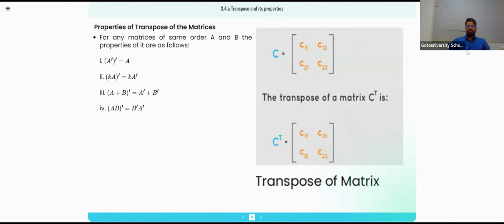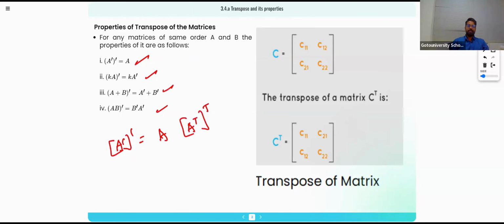Properties of the transpose of a matrix. You can make a note of this in your revision notes, like a summary. What is it? If you take a transpose twice, you will get the same matrix again. Double transpose. You can use this dash symbol or you can use the T symbol. Both are the same. The transpose of a transpose will give you the same thing.